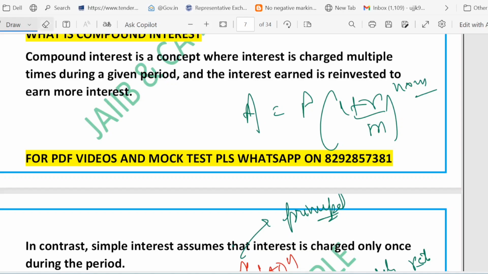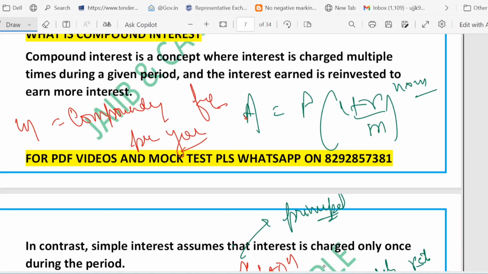So what is the m here? What is the meaning of m? Please understand, this formula is super important. M stands for how many times per year interest is compounded. That means compounding frequency per year. How many times is interest compounded per year?